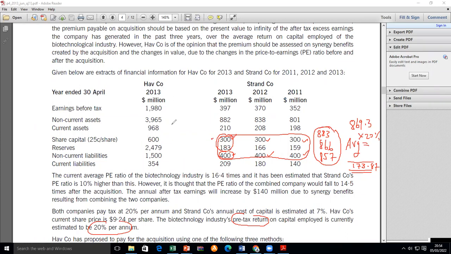So what is the excess earnings? It's your 373 minus 173.87. How much is the excess earnings? 199.13.